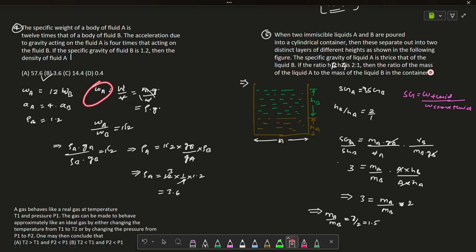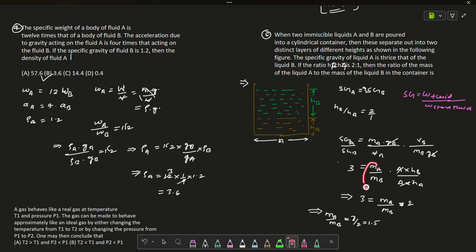Sorry, specific weight here, right? So the same formula applied here, MA into GA divided by VA. And for SGB, MB into GB divided by VB, right? So the gravitational value will remain the same here, so we have cancelled GA by GB. So now we know that SGA divided by SGB is 3.